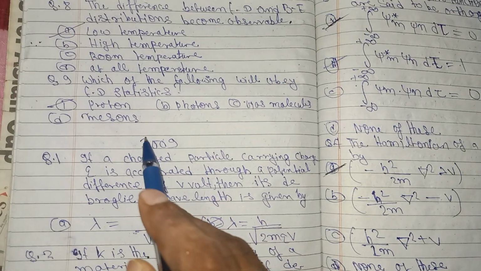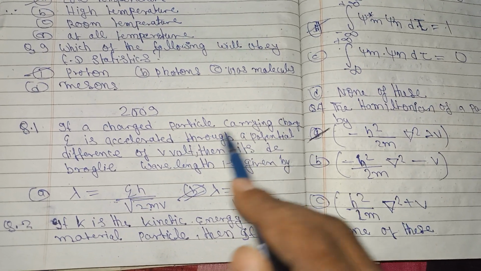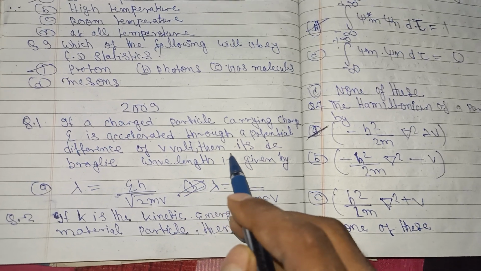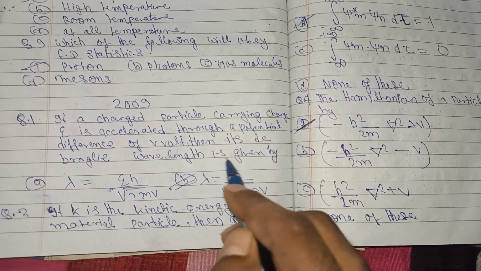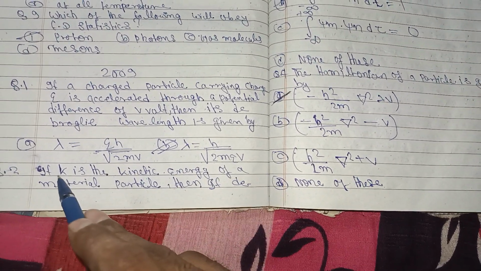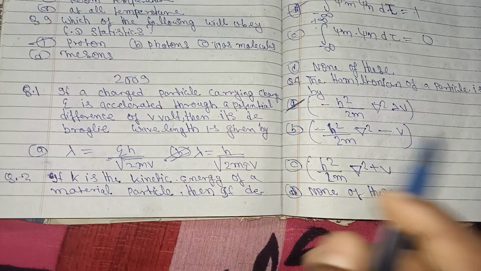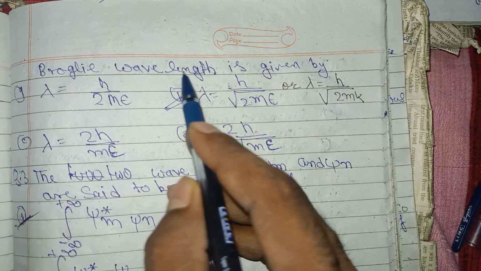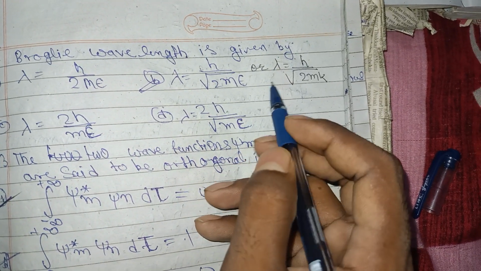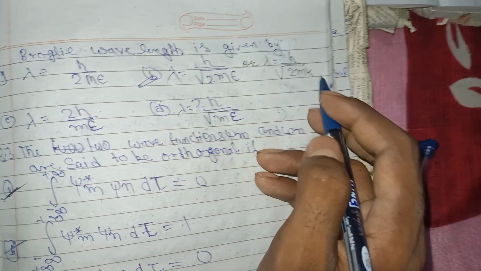Protons obey FD statistics. Question number 9, if a charged particle carrying charge Q is accelerated through a potential difference of V volt, then its de Broglie wavelength is given by, so lambda is equal to h under root 2mqV. If K is the kinetic energy of a material particle, then the de Broglie wavelength is given by, so I write lambda is equal to h by under root 2mK.